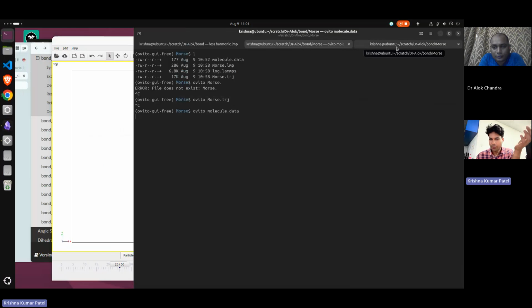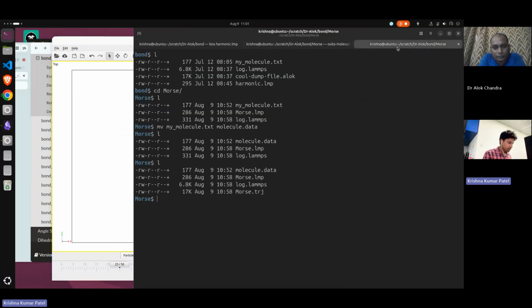You can look at it. OVITO only facilitates visualization of your data file, of the trajectory file that you have. All the values are in your trajectory file, in the data file. OVITO is just an intermediary between your file and you, so you can look at the file information. Like here, look at this one.